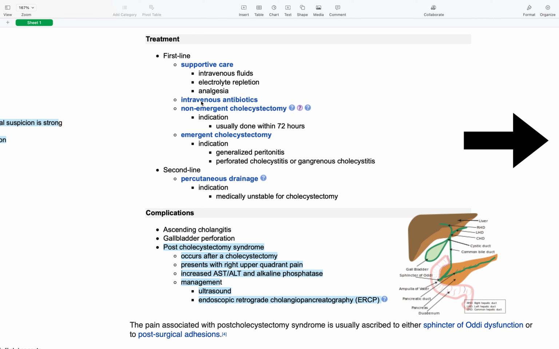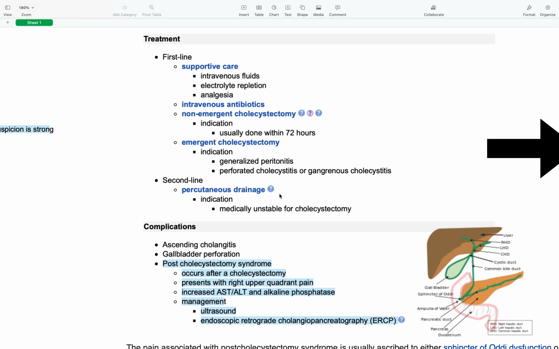And in addition, you want to start off with IV antibiotics specific to these bugs, which is the EEK bug: E. coli, Enterobacter, Enterococcus, and Klebsiella. So IV antibiotics, and then non-emergent cholecystectomy.